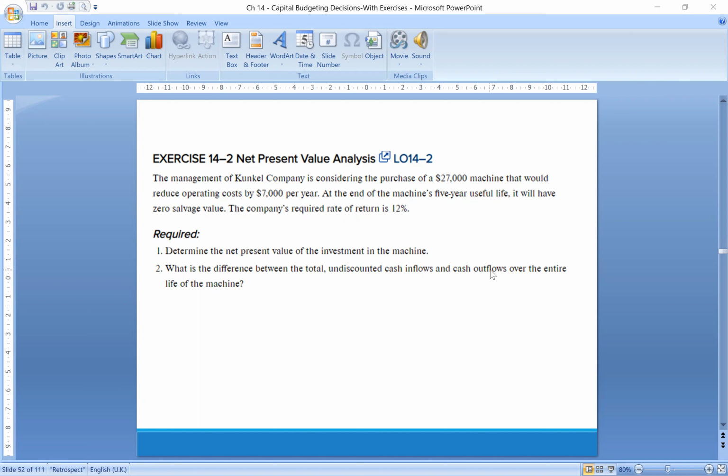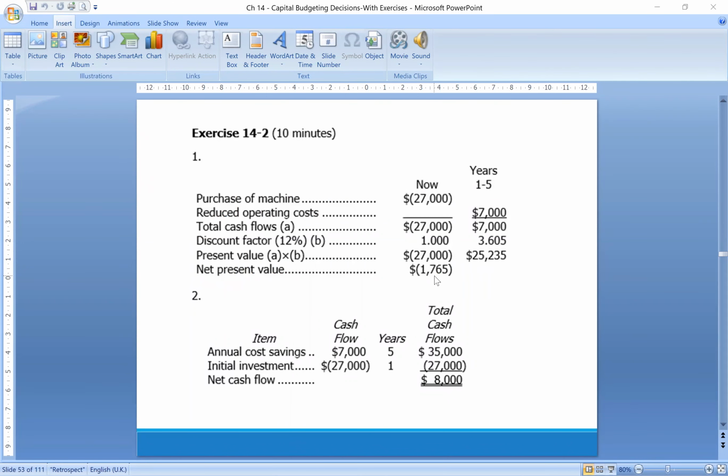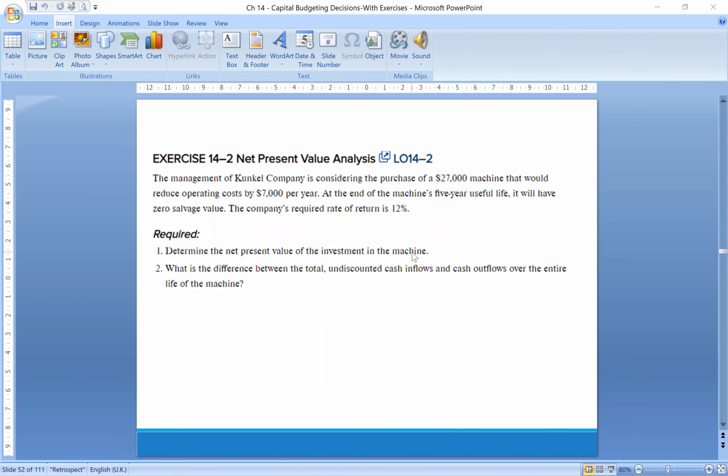Any idea? The 27,000, we need a table, is it? The initial cost of the machine, 27,000, multiply by 1. Why? Because no time. So multiply by 1, right? The initial cost in number 2. Determine the net present value of the investment in the machine. What is the difference between the total undiscounted cash inflows and cash outflows over the entire life of the machine?